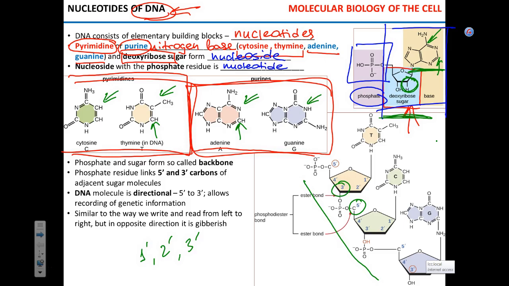Okay? So, sugars, again, let's go back to it. The phosphate links 3 prime to 5 prime. And that gives the DNA molecule, the one DNA strand, directionality. What do I mean by that? I have two analogies. Analogy number one, a train. Or, no, a train is not a perfect one.